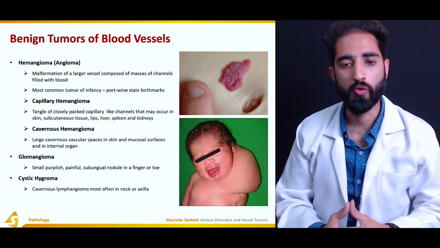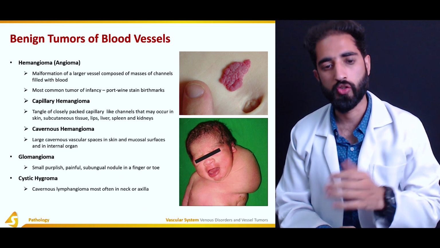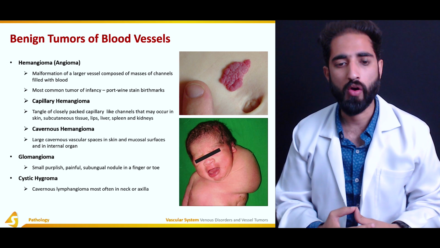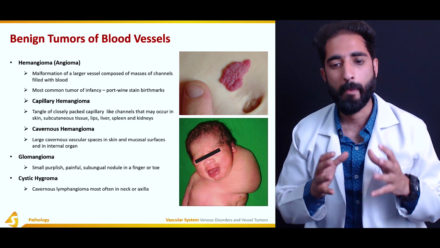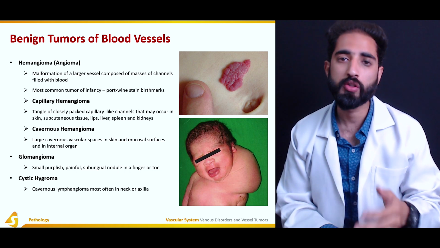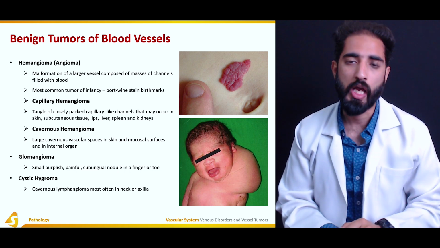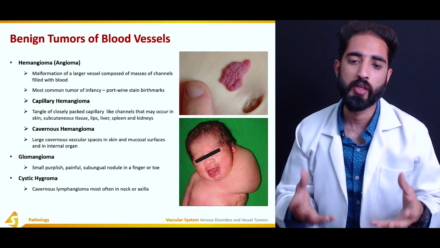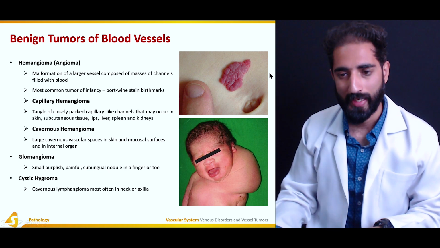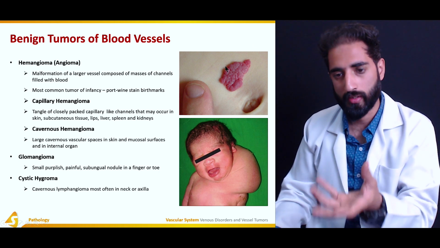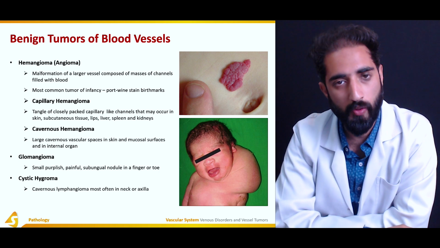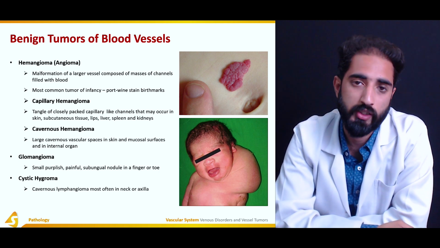Other benign tumors of the blood vessels include hemangioma, which is also known as angioma. It is a malformation of a larger vessel composed of masses of channels which are filled with blood. It is the most common tumor of infancy, and it is also known as port wine stain birthmarks. As you can see in this picture, this is a characteristic appearance of a hemangioma. Now, there are two types of hemangioma: capillary hemangioma and cavernous hemangioma.